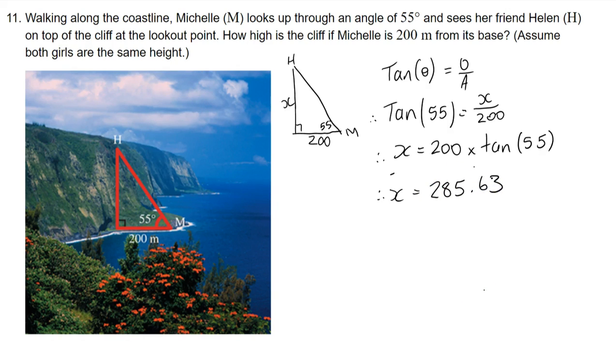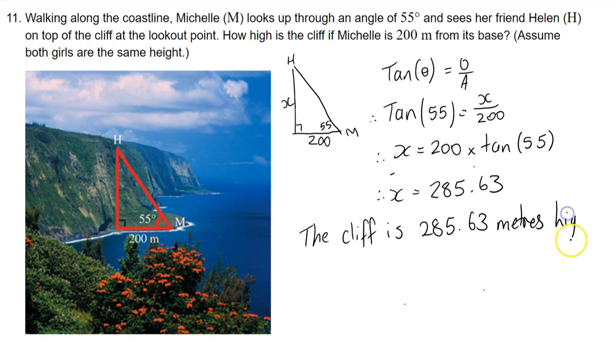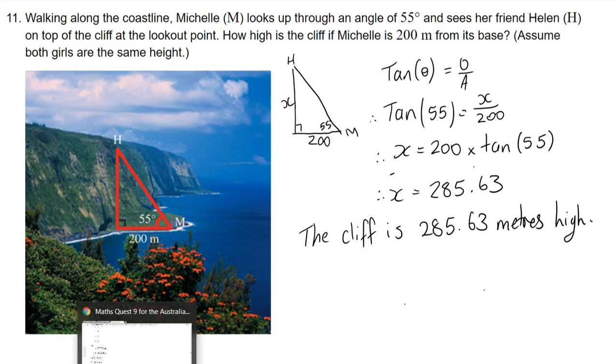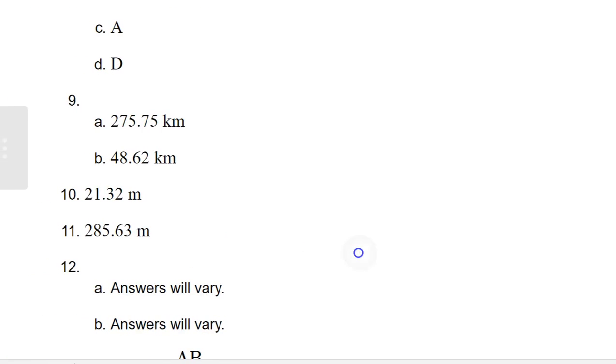285.63. So worded question, worded answer. How high is the cliff if Michelle is 200 meters from the base? So the cliff is 285.63 meters high. And we'll check the answer for that, 285.63.